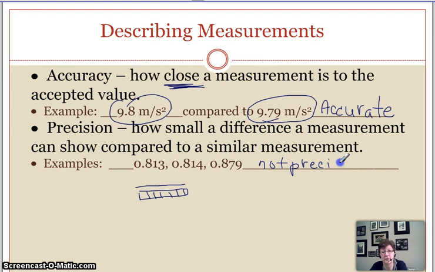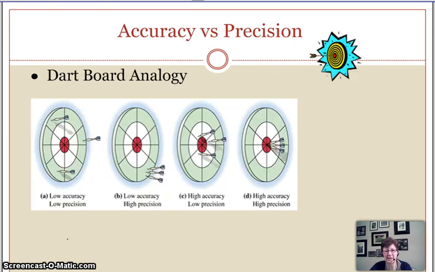So precision has to do with how close the measurements are to each other. Accuracy has to do with how close they come to an accepted value. Now, if we look at an analogy that might help give us a better feel for that, the dartboard analogy helps us zero in a little better on accuracy and precision. So in darts, of course, the objective of the game is to throw these pointed objects at the bullseye. And the bullseye is this red circle right in the middle.